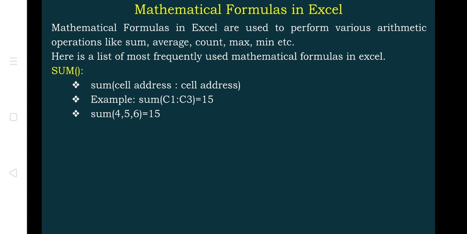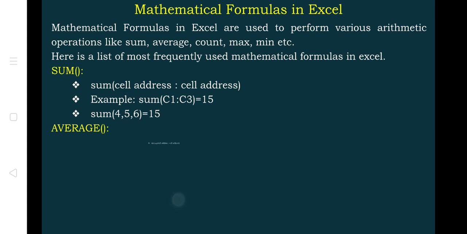And otherwise also we can use sum of 4, 5, 6. It is directly giving the values. So 4 plus 5 is 9, 9 plus 6 is 15. So either we can use the sum function with immediate values like in the next example, 4, 5, 6, or the contents of the cells C1, C2, C3.